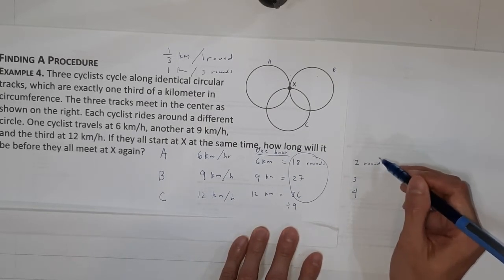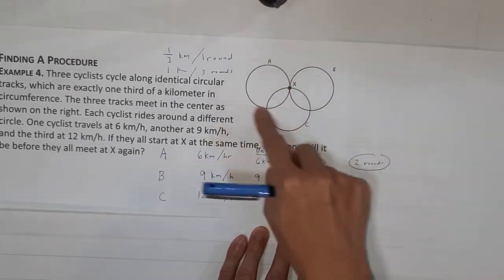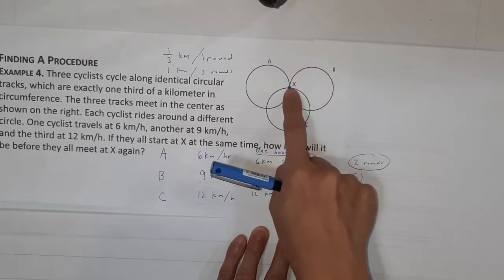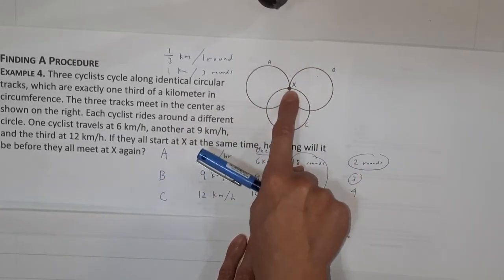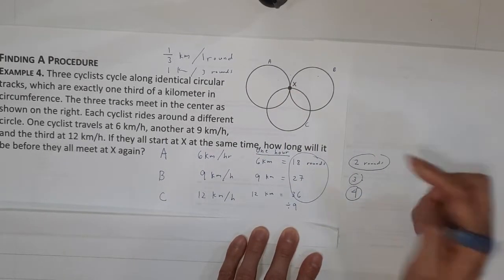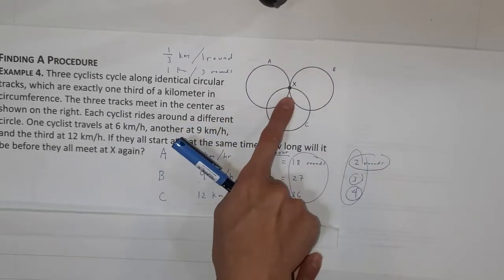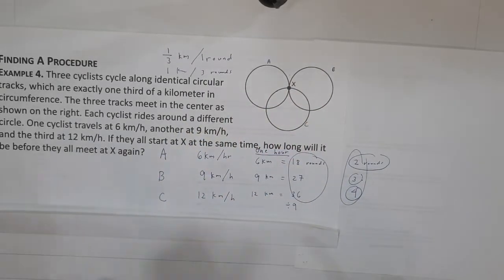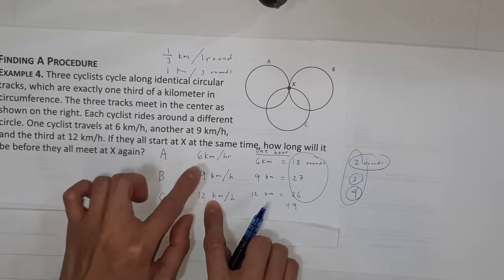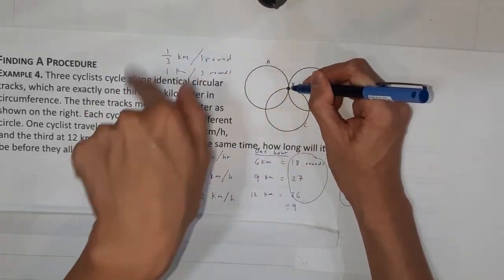Ibig sabihin, sa bawat dalawang ikot ni A, makakatatlong ikot si B. And by the way, pag sinabing ikot, that means nasa X na uli sila. So after tatlong ikot ni B, sa time na yon makaka-4 na ikot si C. So, itong dalawang ikot ni A, tatlong ikot ni B, 4 na ikot ni C, same amount of time yon. And that makes sense kasi mas mabilis si C kumpara kay B at mas mabilis si B kumpara kay A. At pag nangyari yan, nasa X sila kasi nakabuo sila ng isang buong ikot.